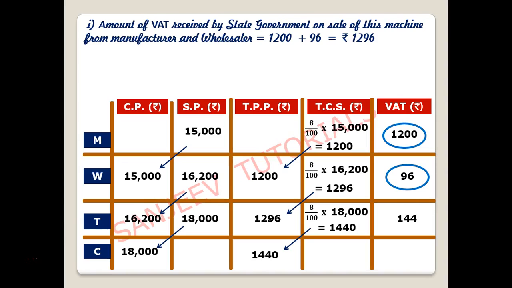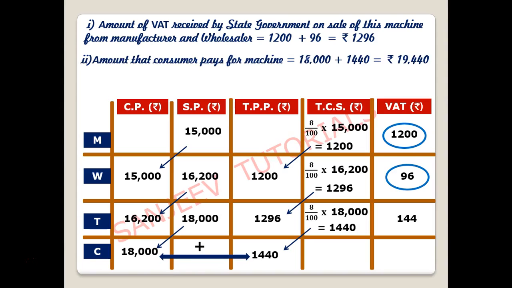The last part of the sum is to find the total price paid by consumer. Total price paid by consumer is 18,000 plus tax paid on purchase. So 18,000 plus 1440, that is equal to rupees 19,440.